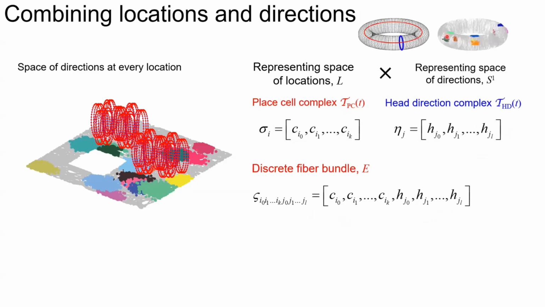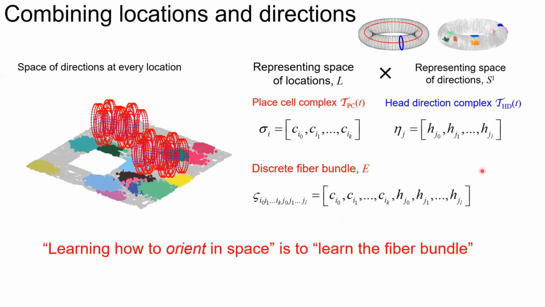And by the way, as a comment, I talked about the product of base times fiber. The fiber here is the space of direction. It's indeed a circle. So we are talking about a space which is a product of a circle times this base. So it's kind of like a torus, but slightly more complicated.